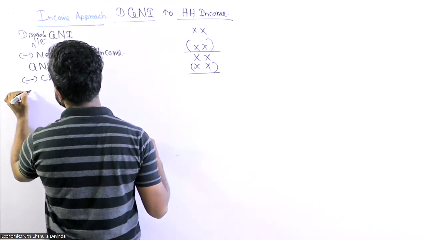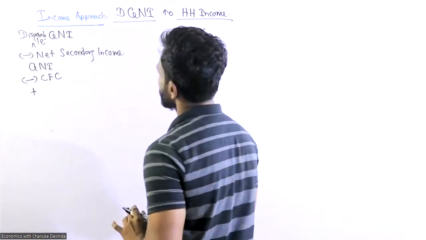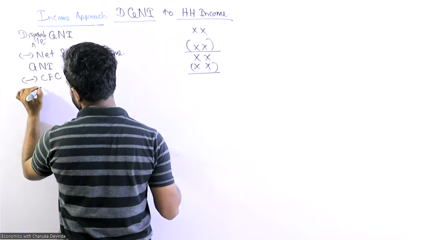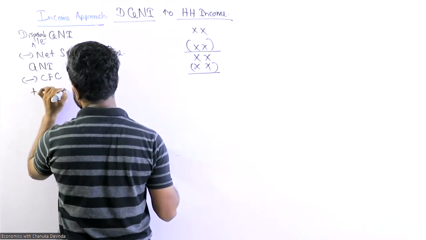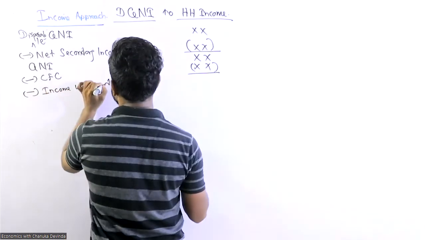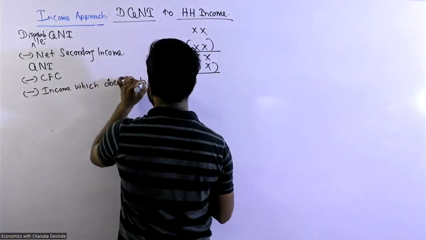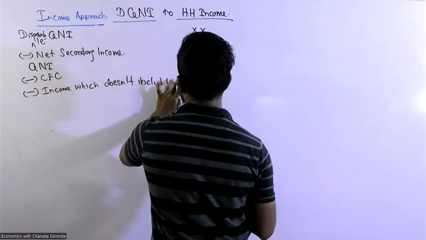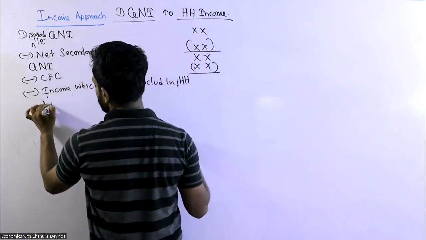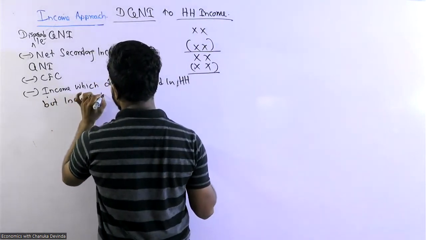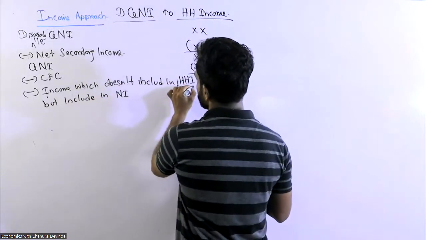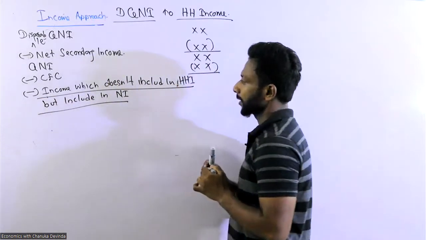And plus, you can add what? Now the thing: income which does not include in household income, but includes in national income. Right? What are those elements? That's a kind of topic because we have a few elements here. First one.